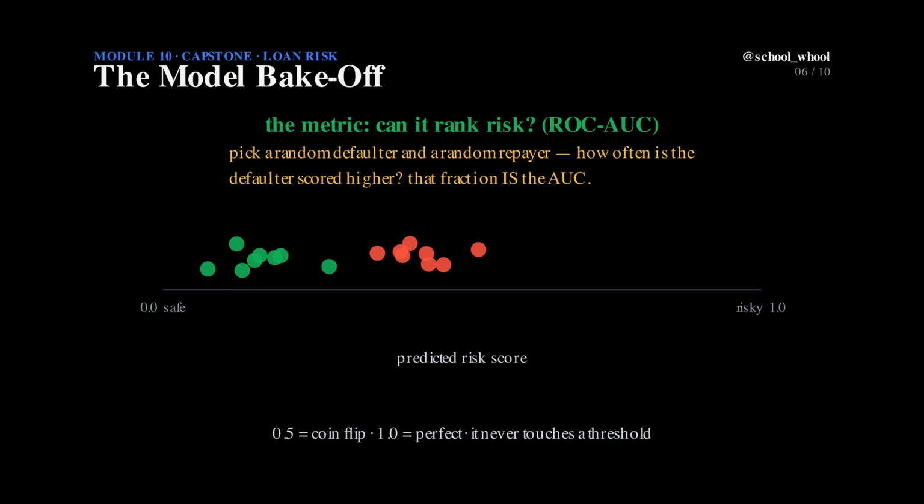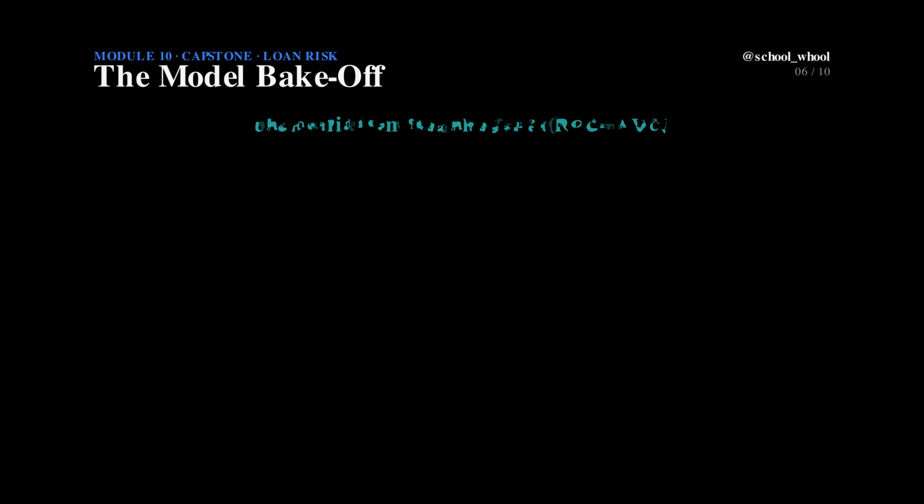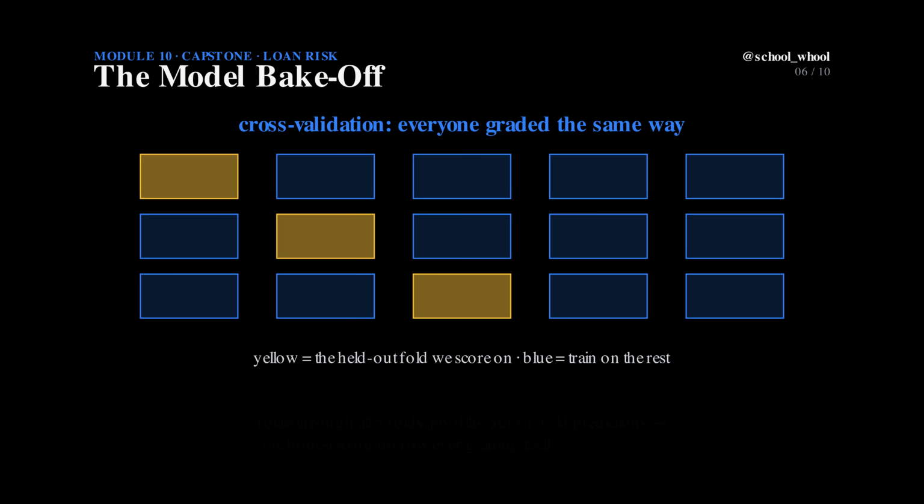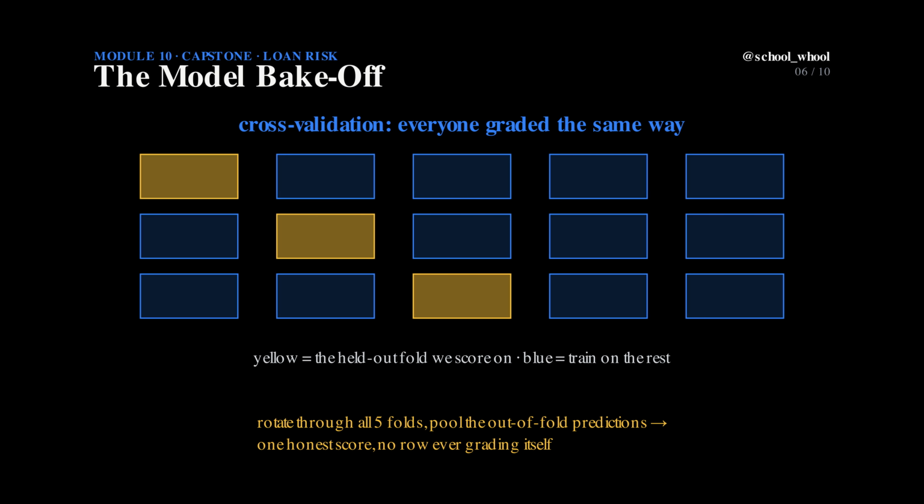To score a model without fooling ourselves, we use cross-validation. We split the training data into 5 folds. We hold one fold out, shown in yellow, train on the other 4, and predict the held-out fold. Then we rotate, so every fold gets its turn as the held-out set. We pool all of those out-of-fold predictions into one honest score. No applicant ever helps grade itself. Every model gets graded this identical way.